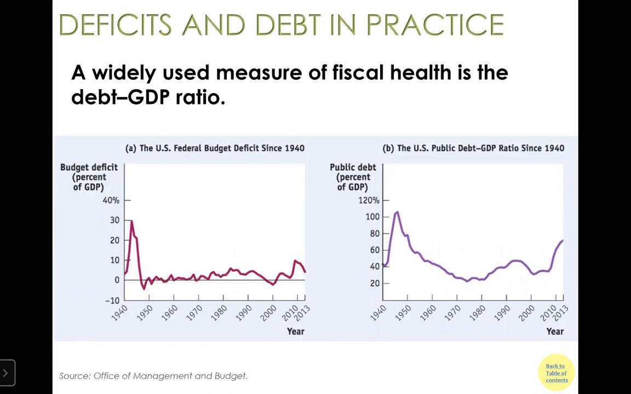So hence, we always look at the debt to GDP ratio, right? And here we show two time series side by side. One is the budget deficit. The other is the debt to GDP ratio. You can see these two kind of track each other. Whenever the budget deficit increases, the public debt will climb up. Whenever the budget deficit declines, the debt is going to decline, right?